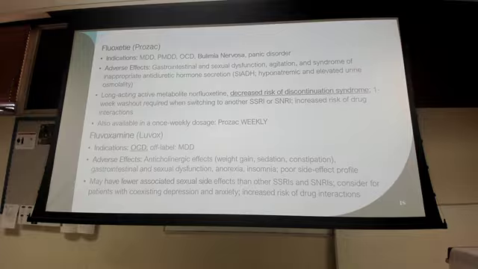Cool. Good. Remember, the biggest thing with Prozac is that it decreases discontinuation syndrome because of its very long half-life. Those are like the two big things to know about that, and that it's used for bulimia nervosa, right?